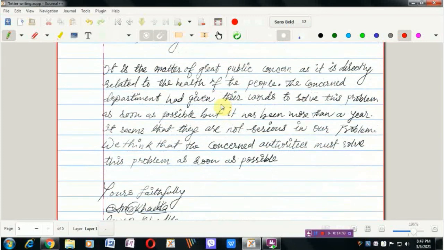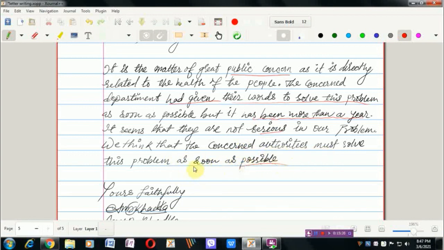In the last paragraph you have to give a wise solution. It is a matter of great public concern, as it is directly related to the health of people. The concerned department had given their word to solve this problem as soon as possible, but it has been more than a year. Still they are deaf and are not making any effort to solve this problem. It seems that they are not serious about our problem of drinking water. We think that the concerned authorities must solve this problem as soon as possible.